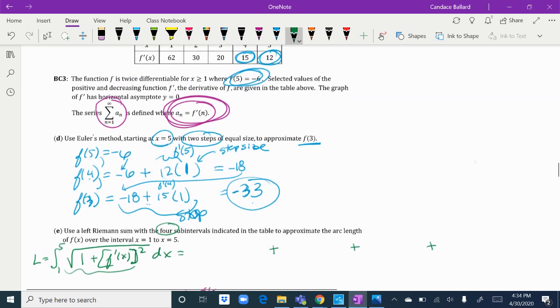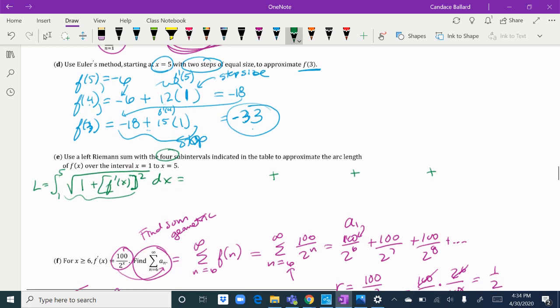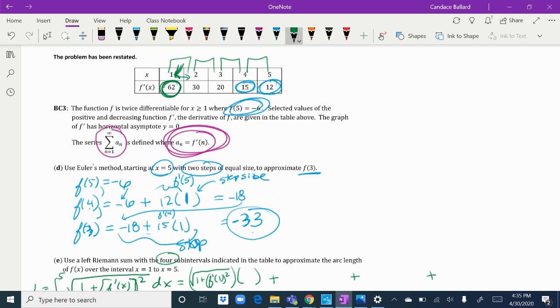I'm going to kind of go back to my table a little bit. It said we wanted 4 subintervals. So 1, 2, 3, 4. I am supposed to be coming at it from the left side. So I know I start with this height here, okay, when I plug in. I'm starting with that x value there. Okay, so I'm going to plug that into my arc length formula. So square root of 1 plus f prime of 1 squared, that's the height, times this distance in between, which just happens to be 1.